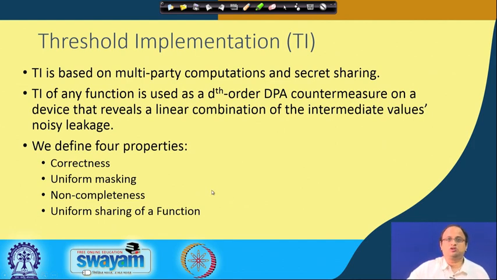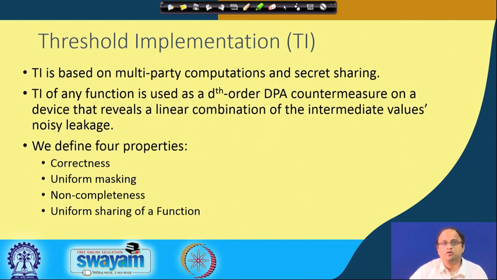The idea of threshold implementations is based on multi-party computations and secret sharing. The basic objective is that if I take any function and I suitably apply a TI or threshold implementation, then it can be used as a dth order DPA countermeasure on a device that reveals a linear combination of the intermediate values with noisy leakage.